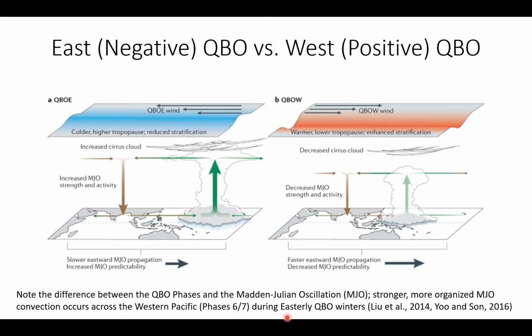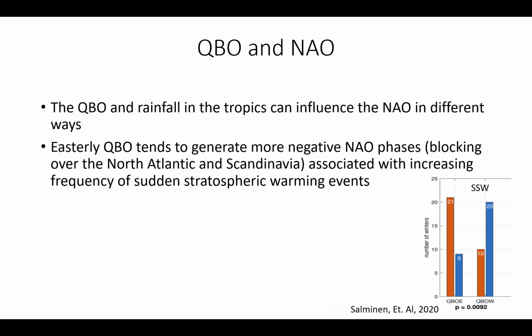So very interesting research. When we look at QBO and the NAO, the North Atlantic Oscillation, can you believe that the QBO and the rainfall in the tropics can actually influence the North Atlantic Oscillation in different ways? I mean, we're talking all the way across the North Atlantic from the equatorial Pacific. Easterly QBO tends to generate more negative NAO phases. Now that's interesting, right?